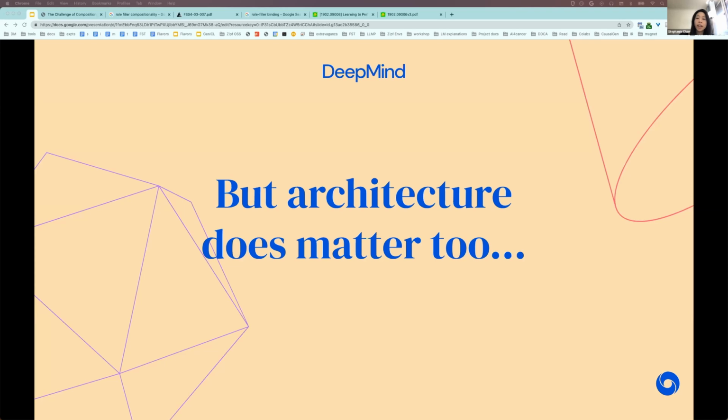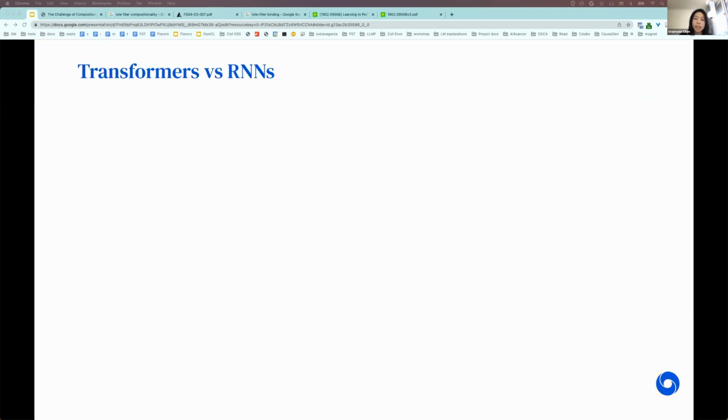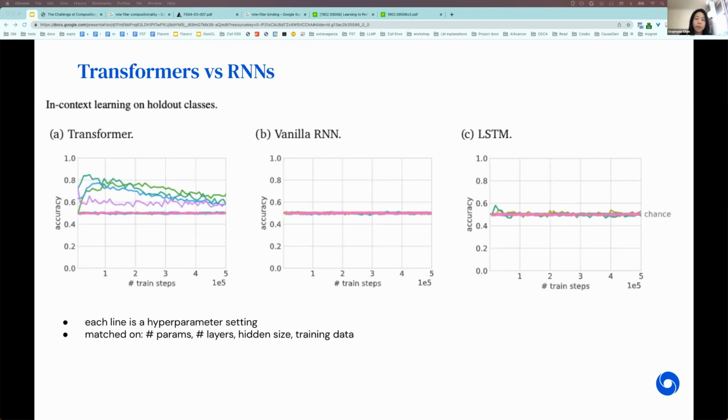But with all that said about data distributions, we found that architecture still does matter. So when we trained recurrent models on the exact same data, we did not achieve any kind of in-context learning ability. Here, the different lines are different hyperparameter sweeps. But I still want to emphasize here that even though we found that architecture does matter, it's not enough. You need the right kinds of data too.